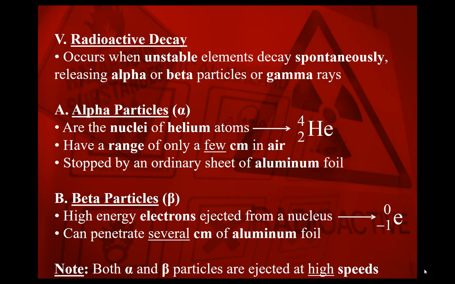I made a note here: both alpha and beta particles, when they're ejected during radioactive decay, are typically ejected at very, very high speeds. We've already seen this back in the electric forces and fields unit, where we were talking about these particles a lot. They always had speeds somewhere around 10 to the 4, 10 to the 5, 10 to the 6 meters per second.